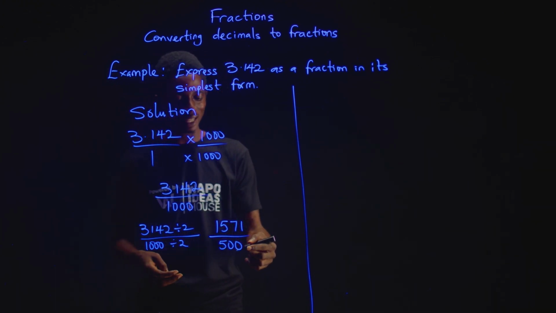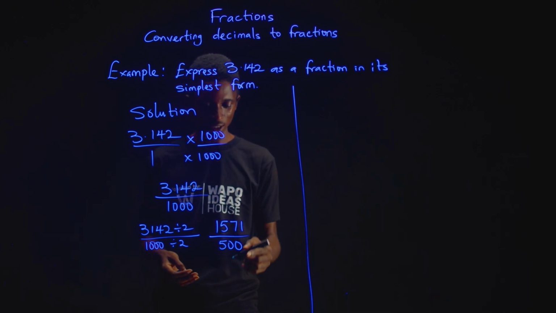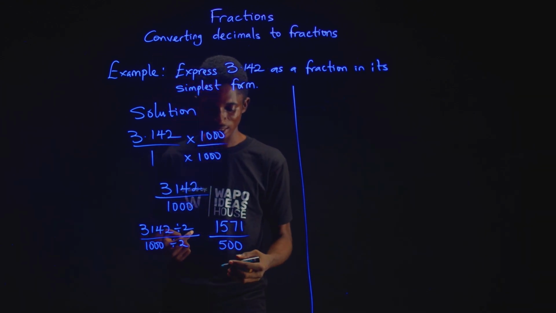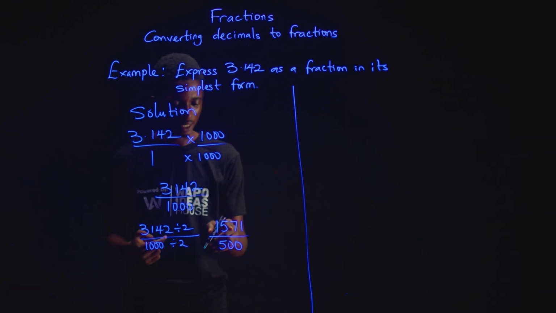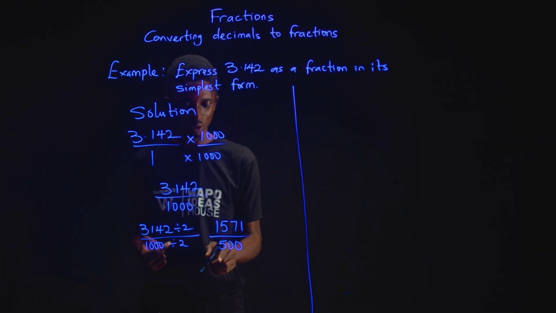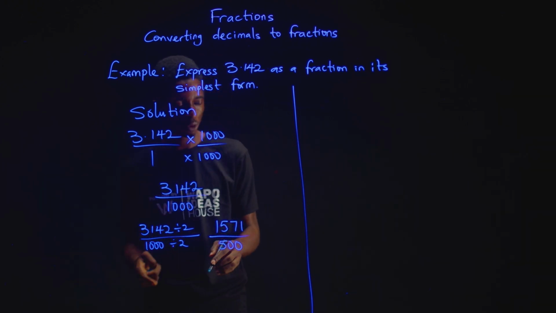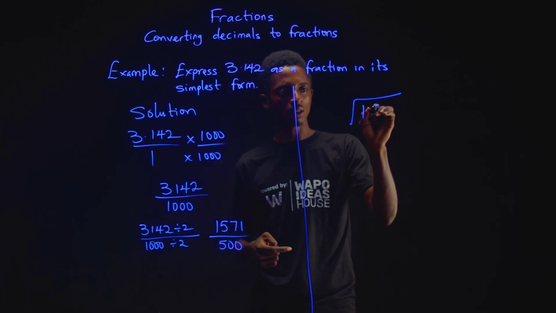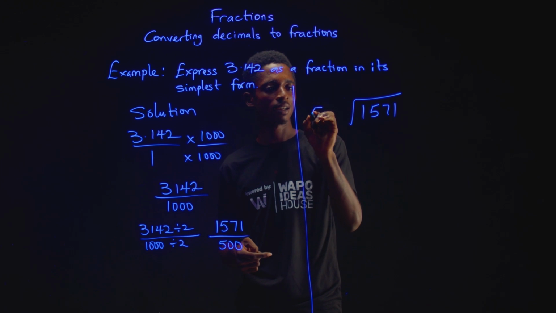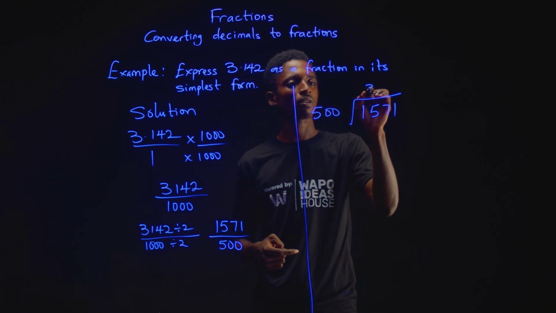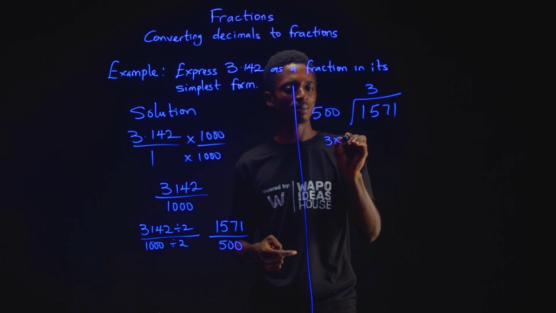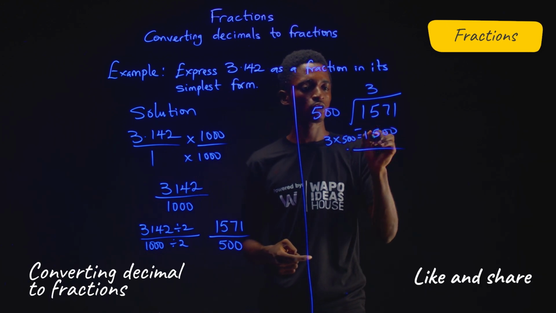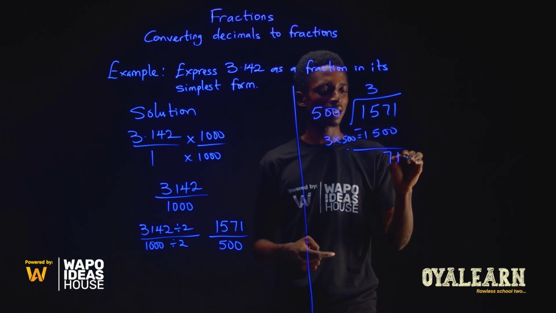If you check, you will discover that there are no other factors to this. So we can then convert this into a mixed fraction. Now we have 1,571 divided by 500. This will go 3 times. And when we apply 3 times 500, we'll get 1,500. Now subtract this and you have a remainder of 71.